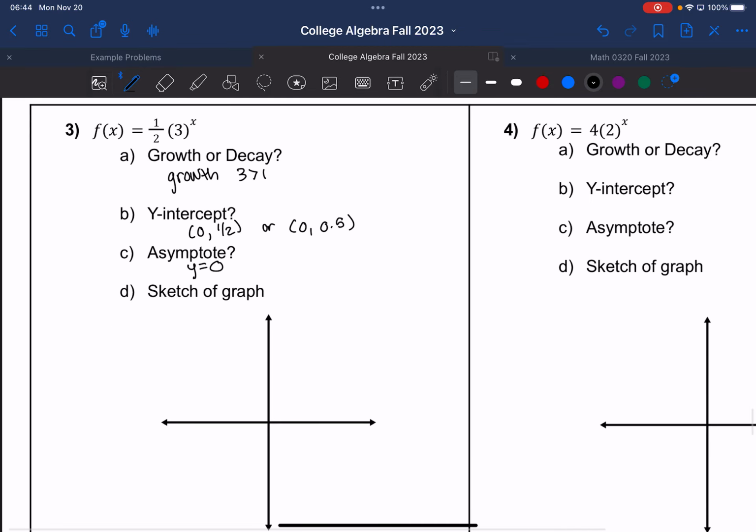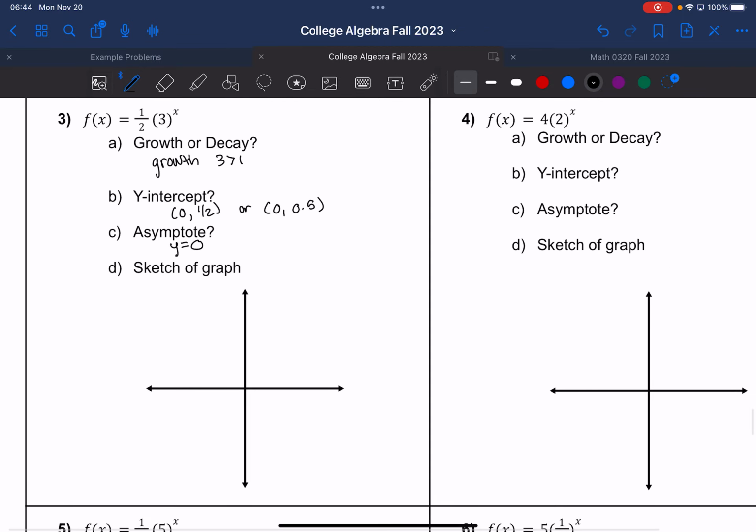And then the first thing I'm going to graph is what? Your y-intercept. So I have that 1/2. Okay. And since this is a growth, this is going in what direction? Up.